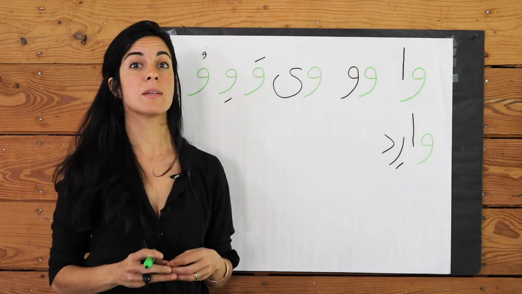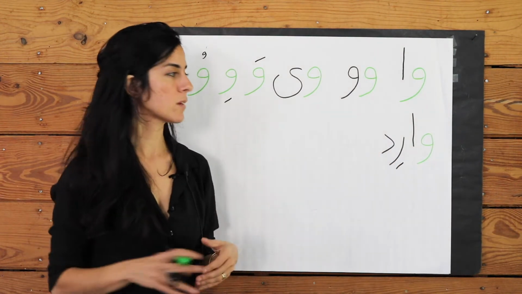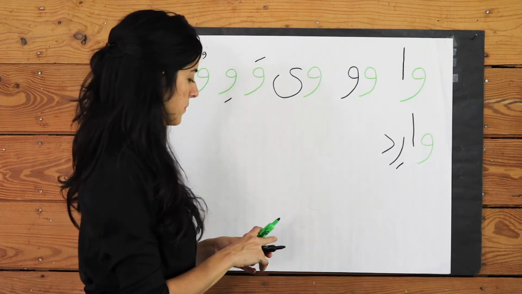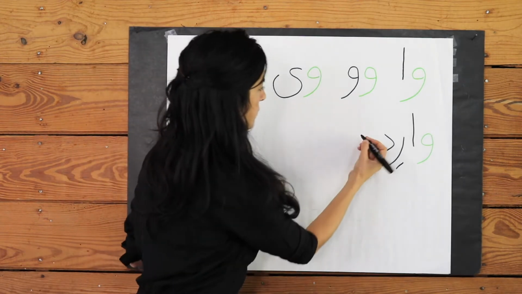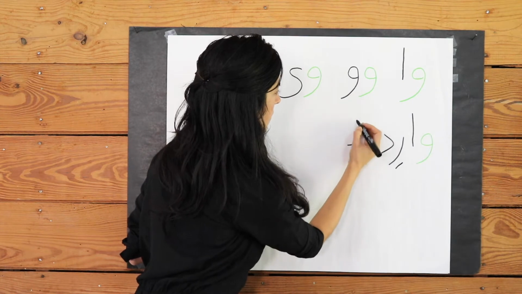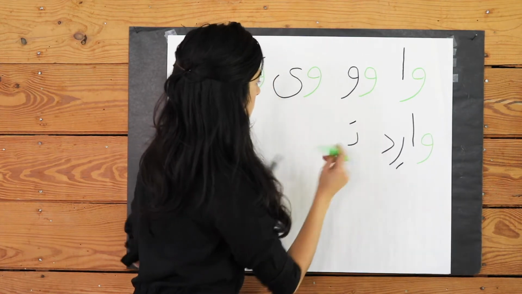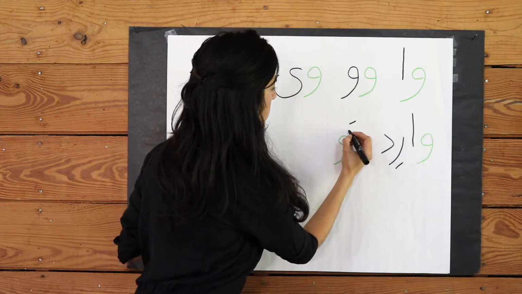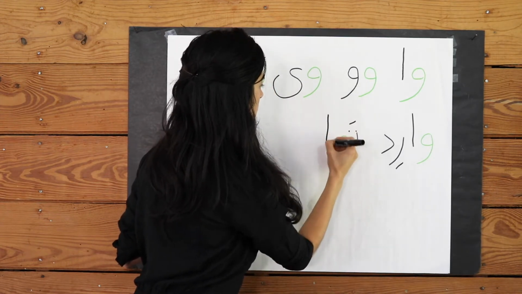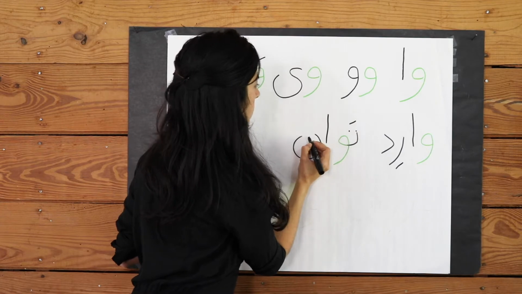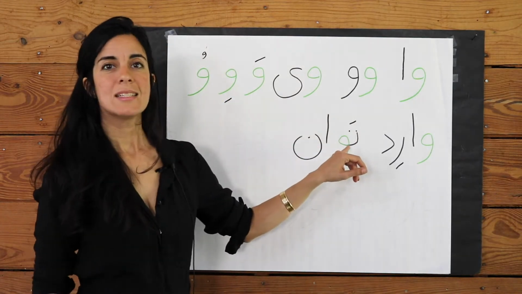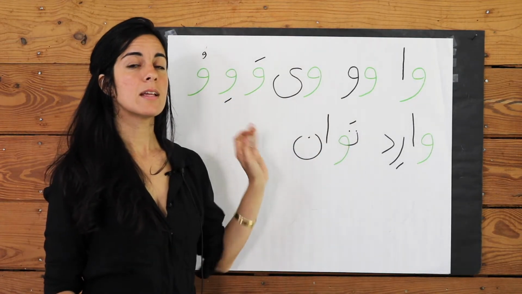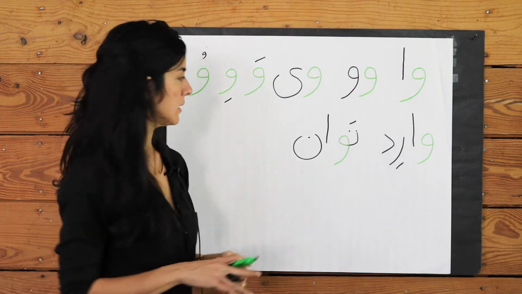Vared, and that means experienced, knowing. Now, let's learn a different word. Tavon. And tavon means able, ability.